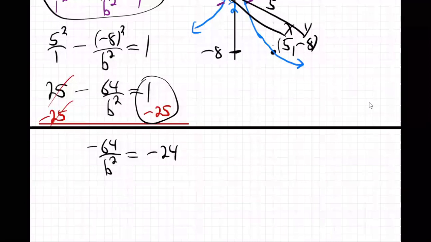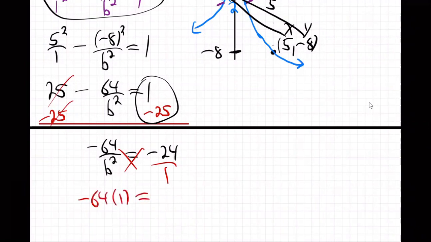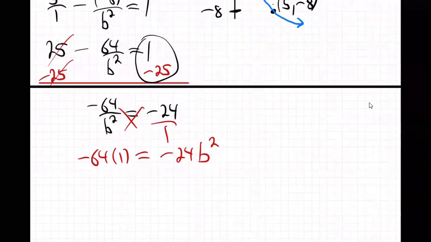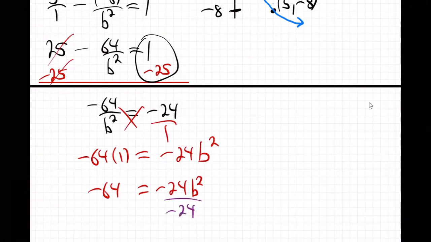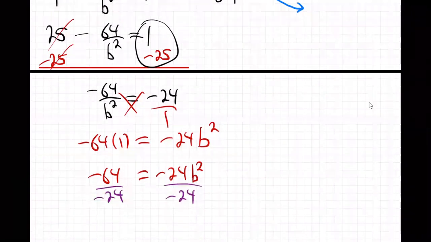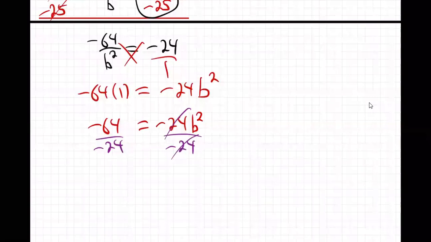Now, what do we do with negative 64 over b squared? Well, we just cross multiply now. I'll put this over 1, diagonal, diagonal. So we get minus 64 times 1 is minus 24b squared. All right. So this means minus 24b squared is minus 64. Minus 64 times 1 is just minus 64. Divide by minus 24. Like so. B squared equals, and so you could just do that in your calculator.